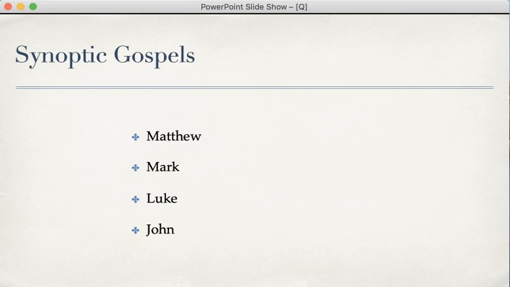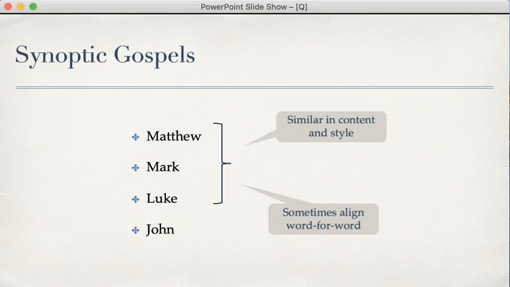The four canonical Gospels, that is the Gospels which appear in our Bibles, are Matthew, Mark, Luke and John. And of these Gospels, Matthew, Mark and Luke are so strikingly similar that scholars call them the Synoptic Gospels. They are similar in content and style, and sometimes so similar that they align word for word. John's Gospel is quite different in style and is studied in a different kind of category.